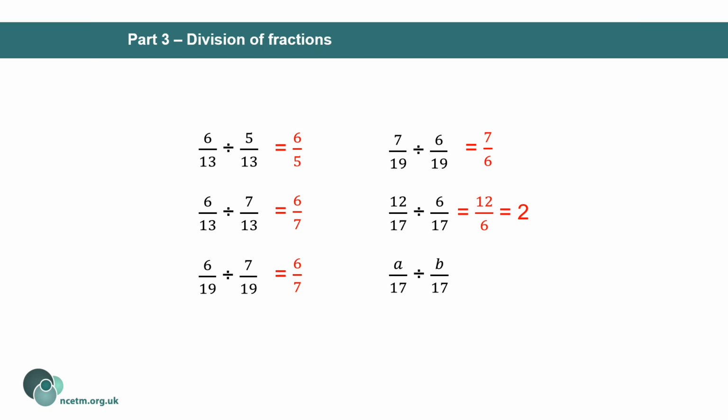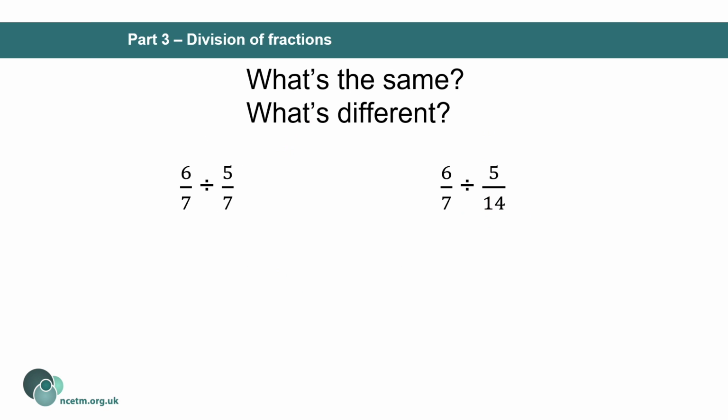And we can also generalize algebraically. So a over 17 divided by b over 17 must be equal to a over b. Taking this a step further, I'd want students to also realise that they can manipulate questions so that their denominators are the same, which might be a strategy that they like to use in order to answer questions.